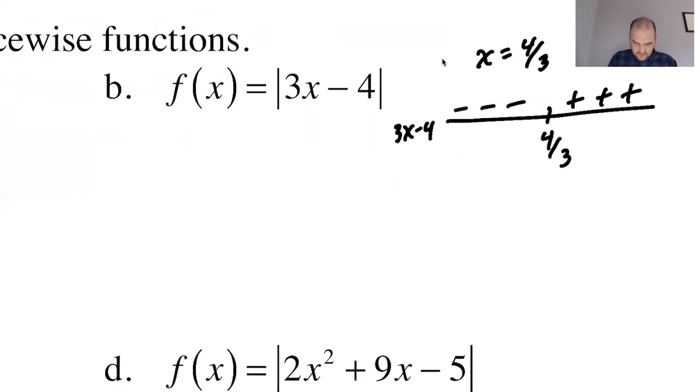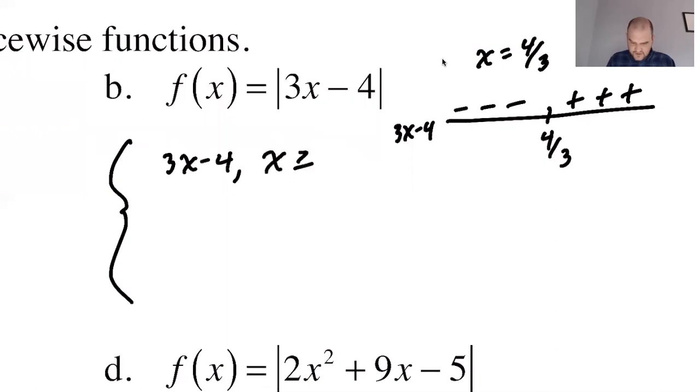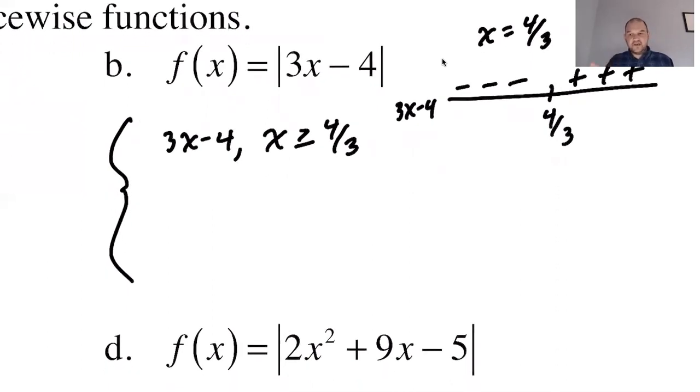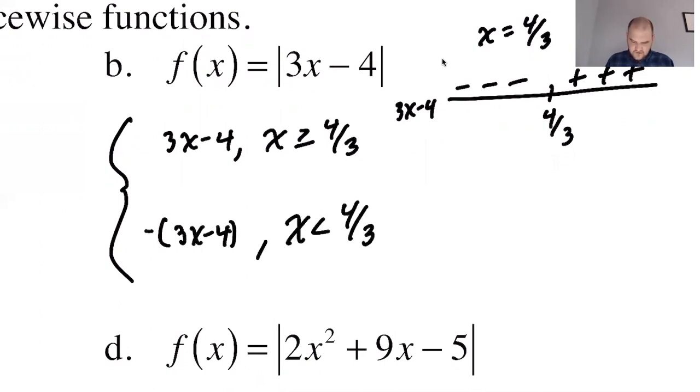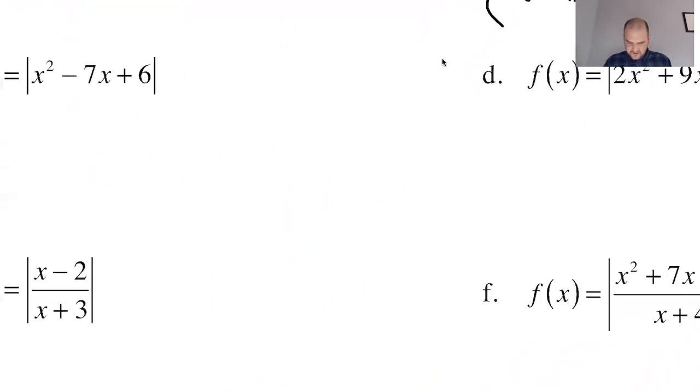All right, so we're going to get 3x minus 4 when x is greater than or equal to 4/3. And I put the equal to on that one because u is equal to 3x minus 4. That's how I make that choice. It doesn't matter. You can put it on either branch because you get the same value from both branches at 4/3. So who cares? And then the opposite of 3x minus 4 when x is less than 4/3. There you go. That's it as a piecewise function.